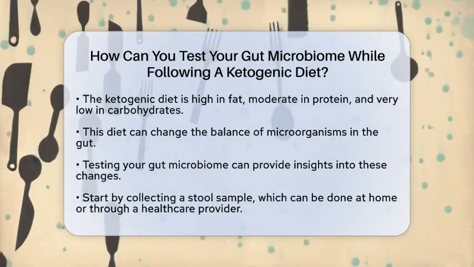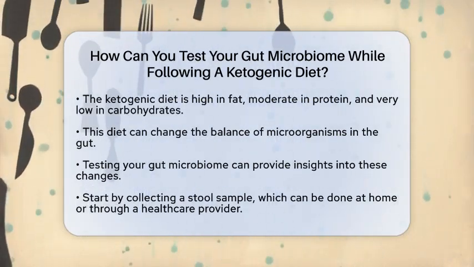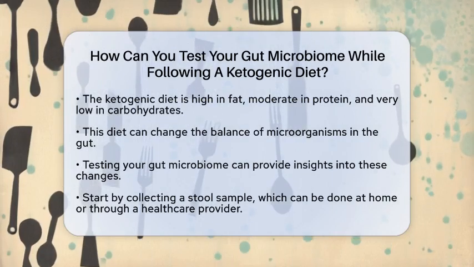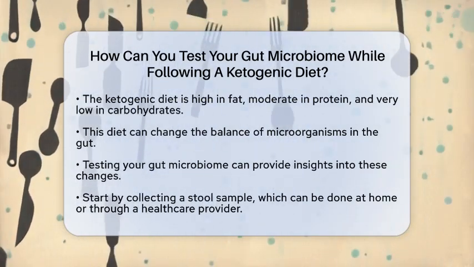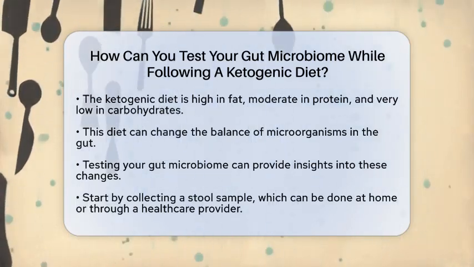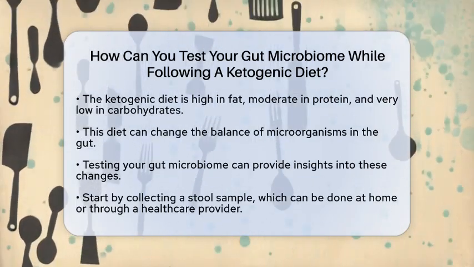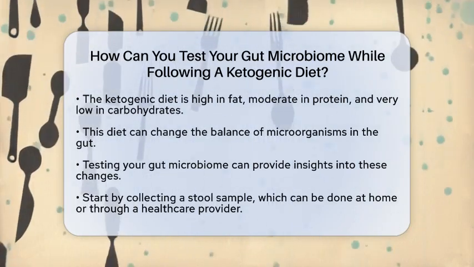First, you will need to collect a stool sample. You can do this at home using a testing kit or visit a healthcare provider. The stool sample contains microbial DNA that can be analyzed to identify the types and amounts of bacteria present in your gut. Next, the stool sample will undergo microbial DNA sequencing.